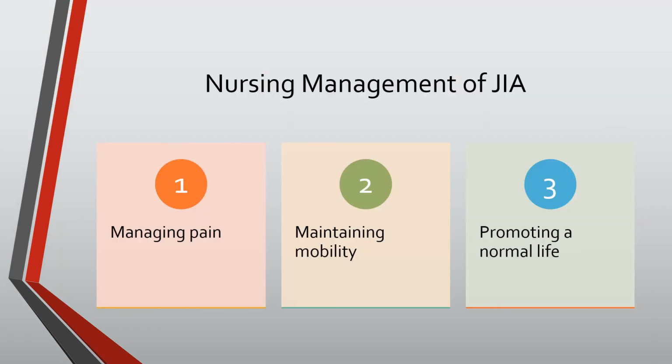So nursing management is going to focus on managing their pain. We'll do medication prescriptions for inflammation and prevent disease progression. We're going to maintain their mobility. Physical and occupational therapy is warranted to help with range of motion and muscle strength. Swimming is a very useful exercise to maintain joint mobility without placing a lot of pressure on those joints. And the last management is promoting just that normal life.